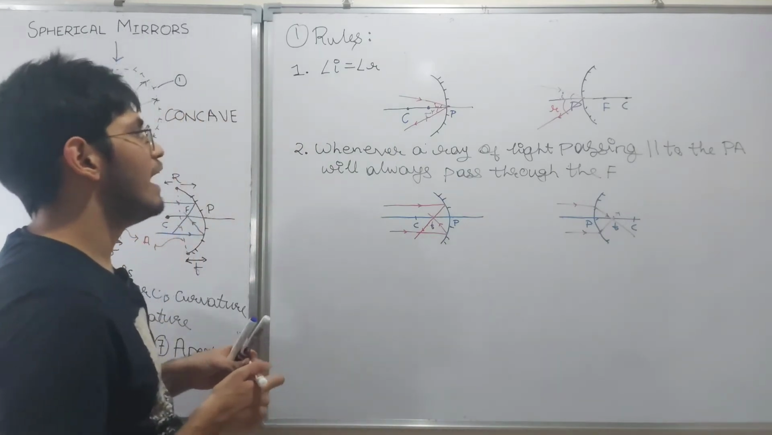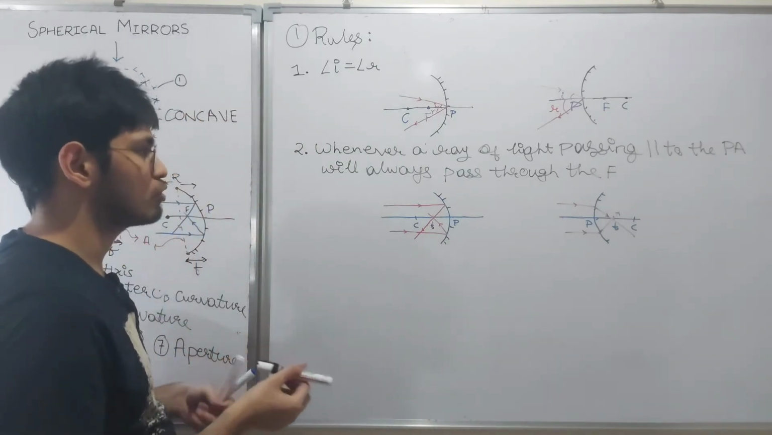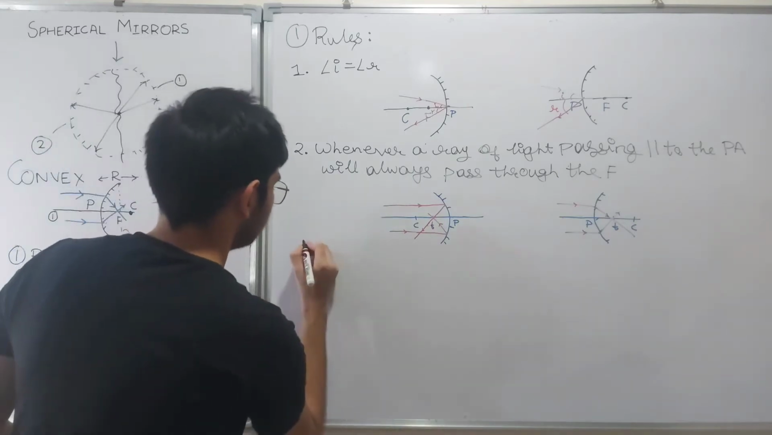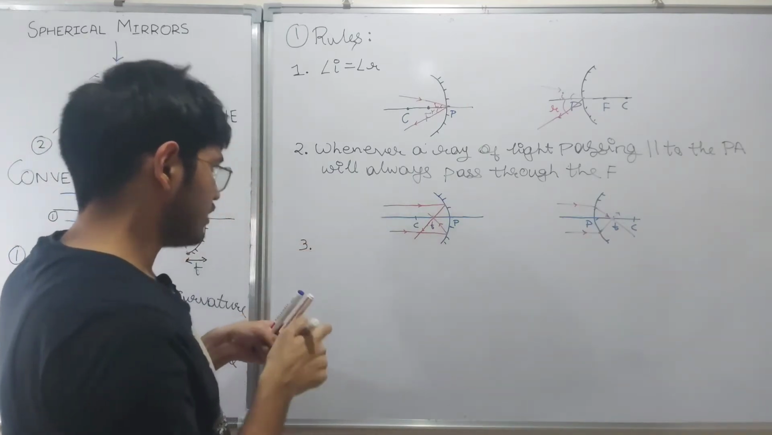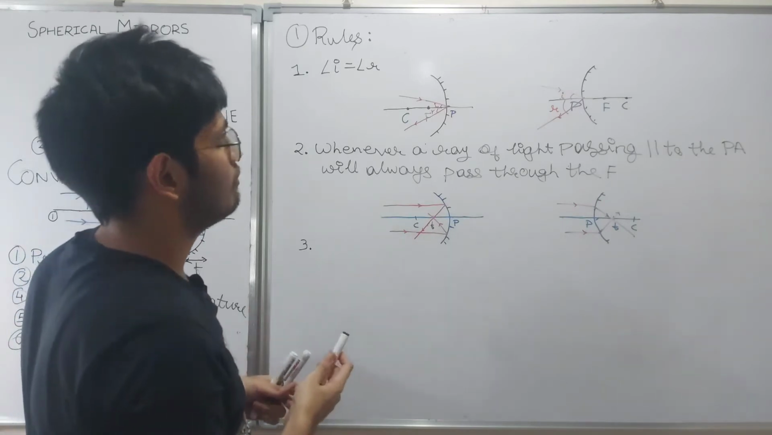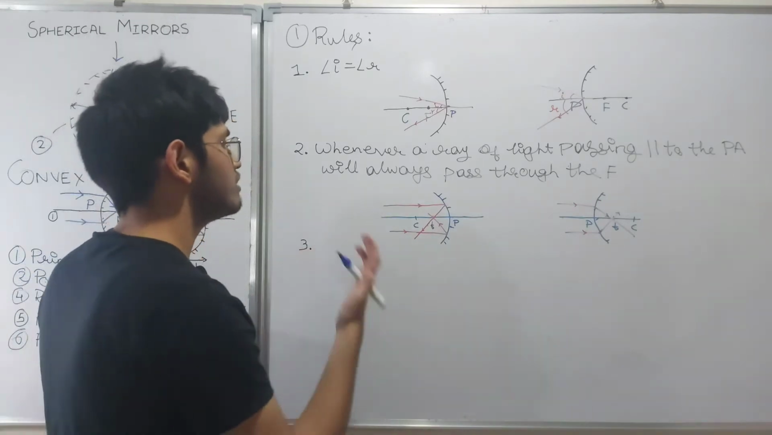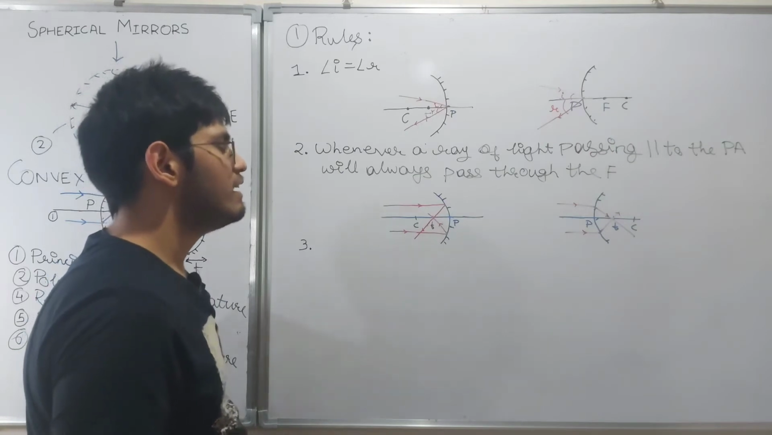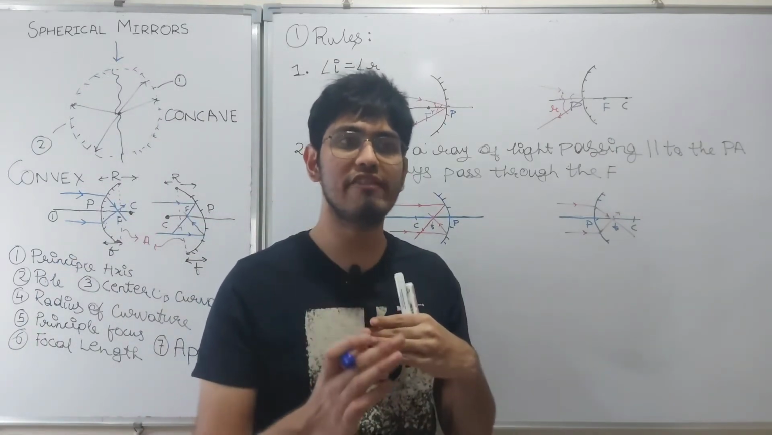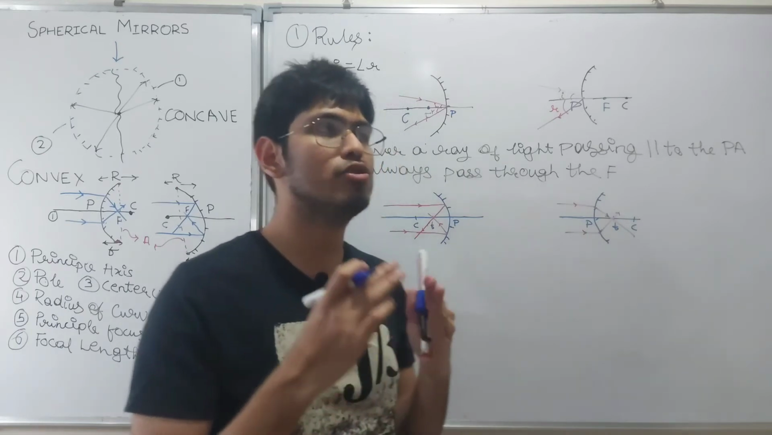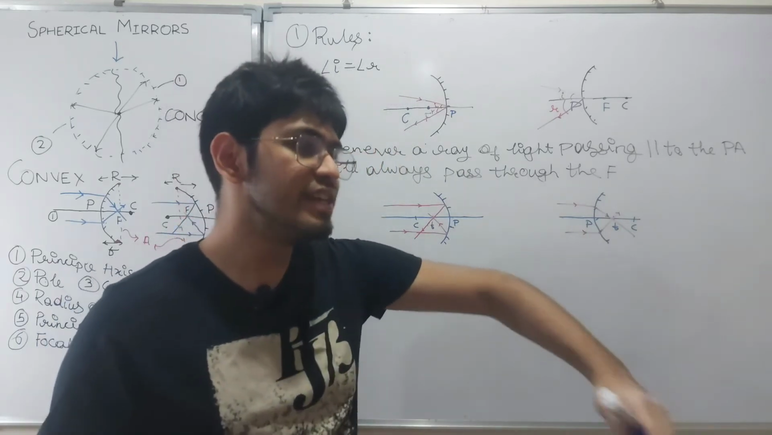Now the third and last statement that we are going to look at. The third statement tells us that whenever a ray of light passes through the center of curvature, it will just retrace its path.